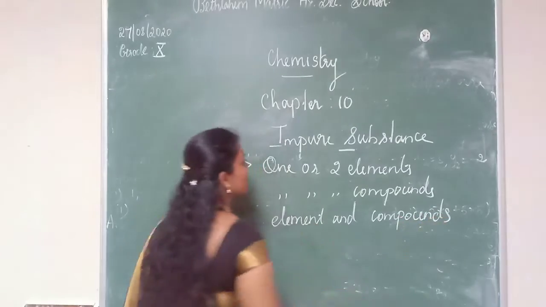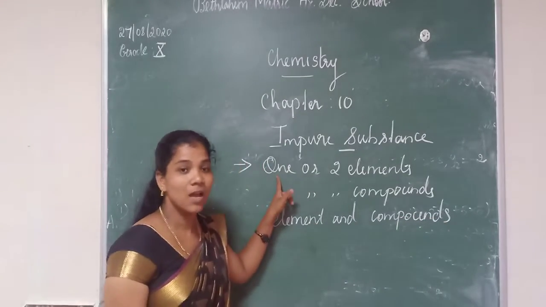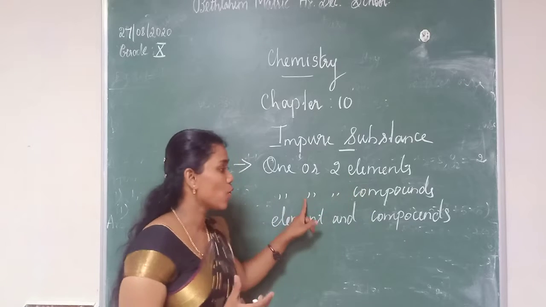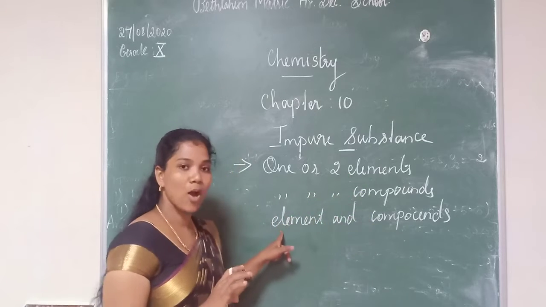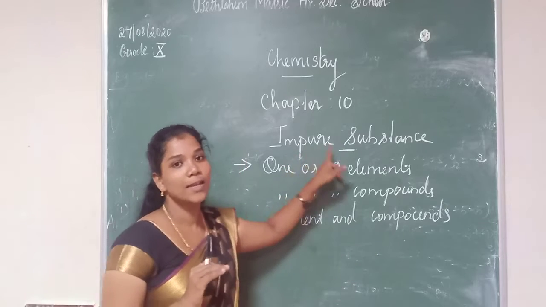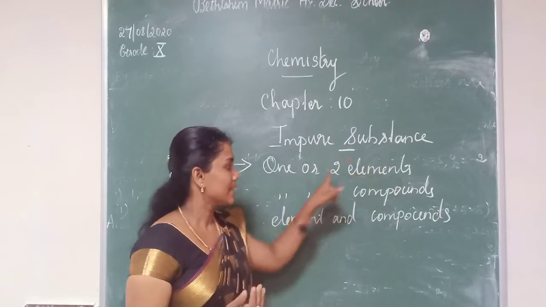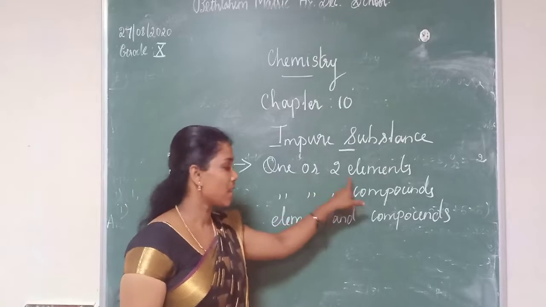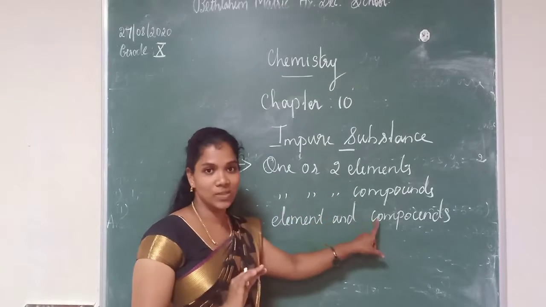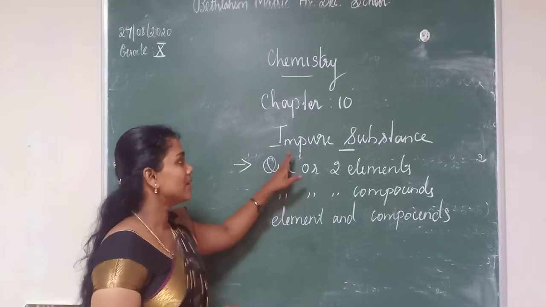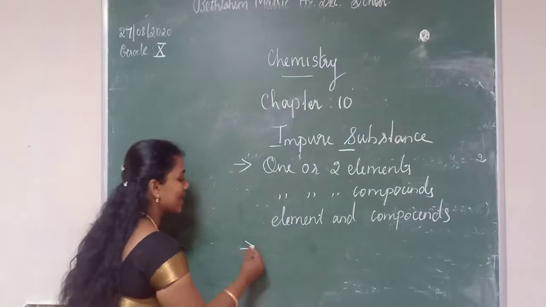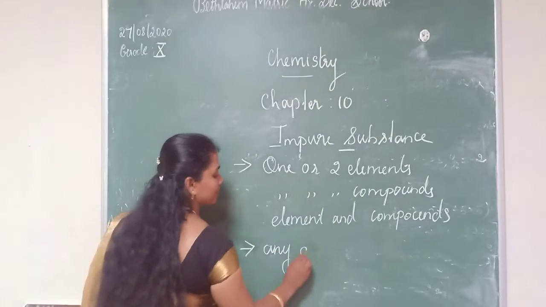Once again, what is impure substance? It is the substance that contains one or more elements or one or more compounds, or it is a combination of both elements and compounds. Then these substances are said to be impure substances. When they combine with each other, we get an impure substance, and they combine at any proportions.